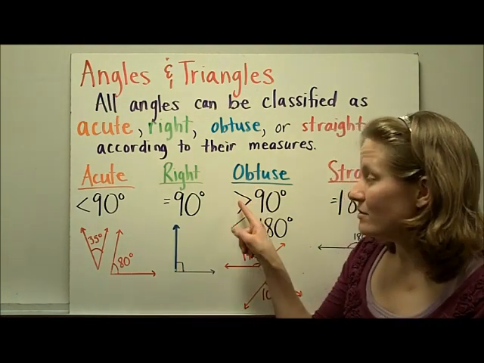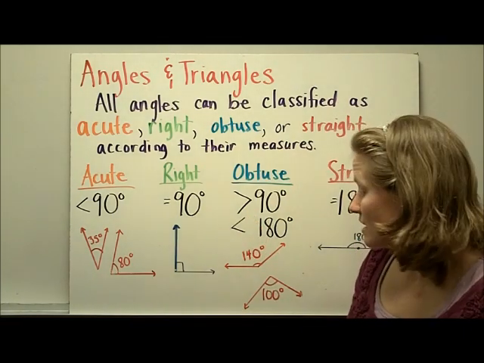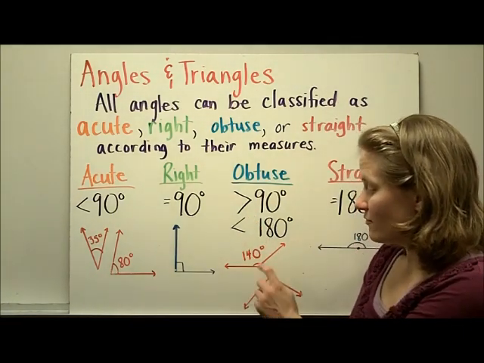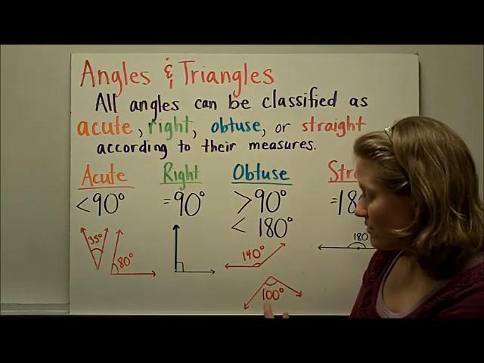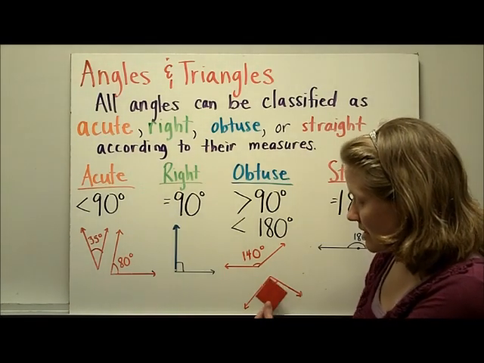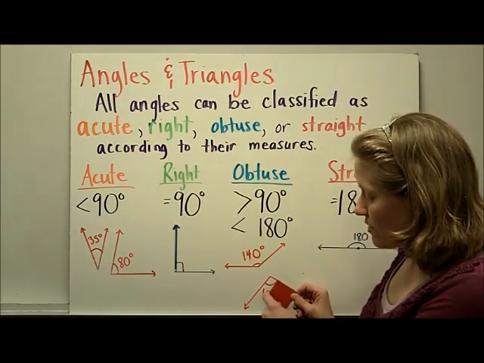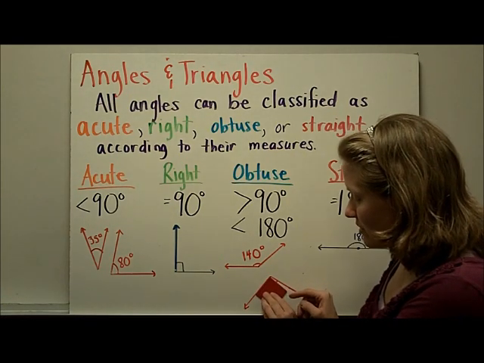An obtuse angle is bigger than 90 degrees, but less than 180 degrees. So here are two examples. A 140-degree angle, you can see that it's nice and wide. And a 100-degree angle. Again, you could prove that this was not a 90-degree angle by placing the corner of this square on one of the lines, also touching the vertex.